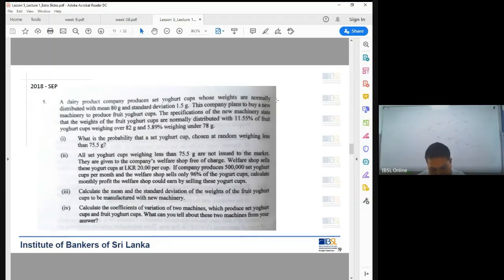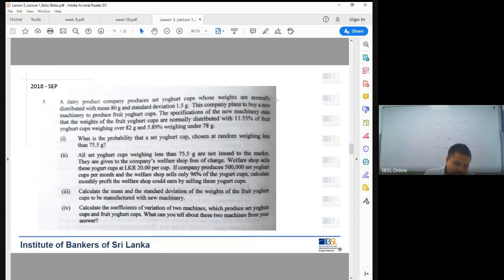The specification for the new machinery states that the weights of fruit yogurt cups are also normally distributed with 11.55% of fruit yogurt cups with a weight over 82 grams and 5.89% weighing under 78 grams. Okay.